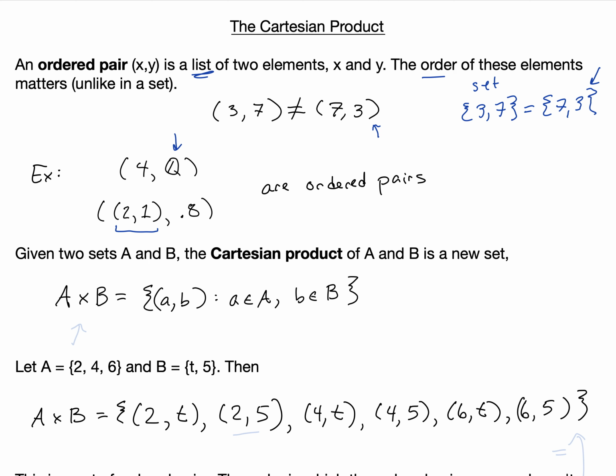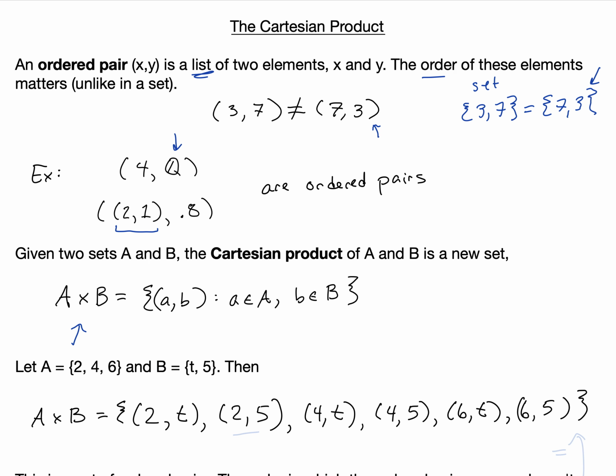Given two sets, A and B, the Cartesian product of A and B is a new set, and that's denoted A cross B. It's the set of ordered pairs (a, b) such that the first element of the ordered pair is in the first set, so a is in A, and the second element of the ordered pair is in the second set, so b is in the set B.